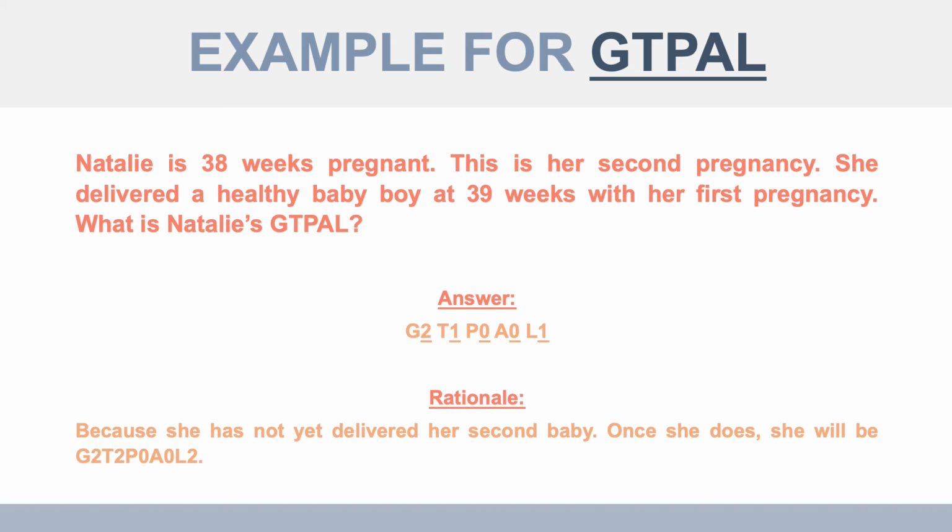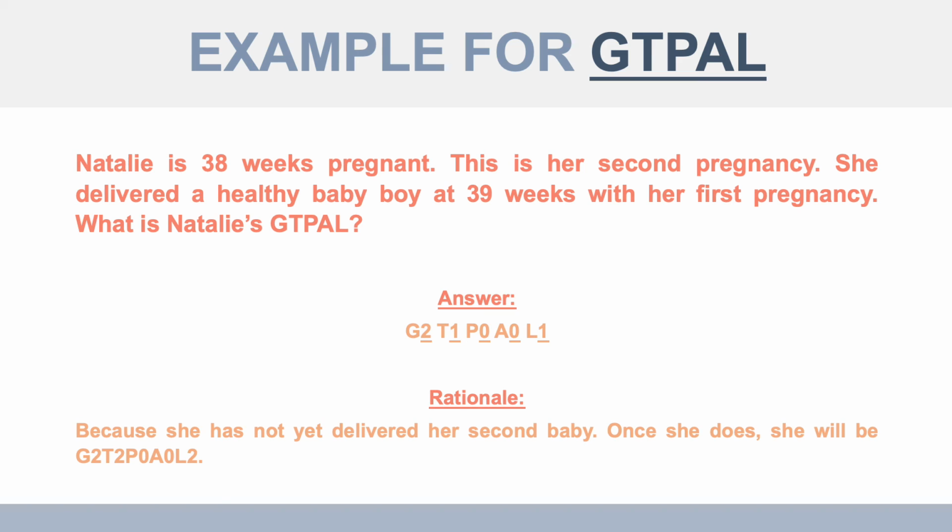So presented here is an example for GTPAL. Natalie is 38 weeks pregnant. This is her second pregnancy. She delivered a healthy baby boy at 39 weeks with her first pregnancy. What is Natalie's GTPAL? So here we have an answer of G2, T1, P0, A0, and L1. Again, this pertains to Natalie having twice of gravida, 1 of term birth, 0 for preterm births, 0 for abortion, and 1 for living children.